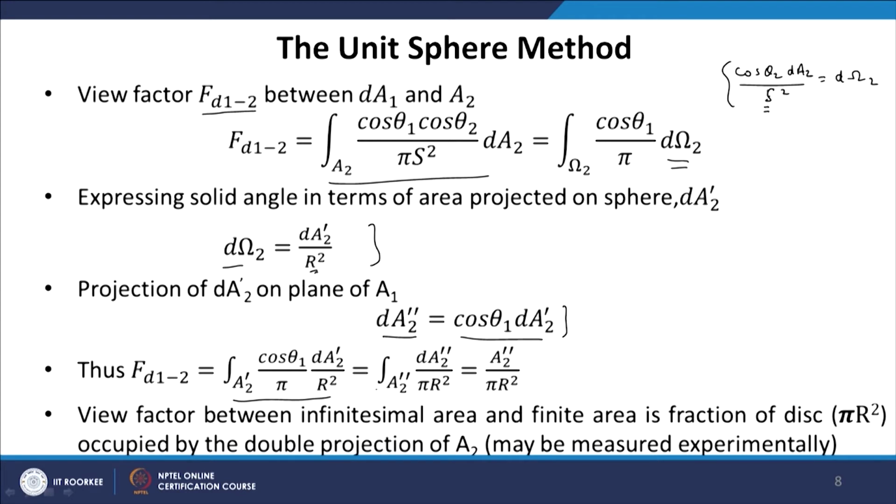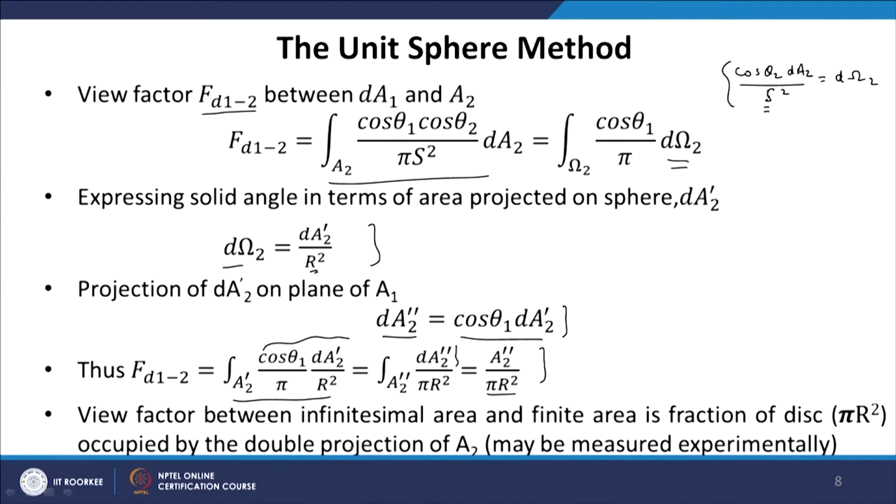So, we substitute this again. So, cos theta 1 dA2 prime becomes dA2 double prime, and the denominator is pi r square, which is constant. So, this term when integrated over this area dA2 double prime just simply becomes A2 double prime upon pi r square. So, thus we see the view factor between these two surfaces, one finite and one infinitesimal, is equal to the fraction of the area of the disc.